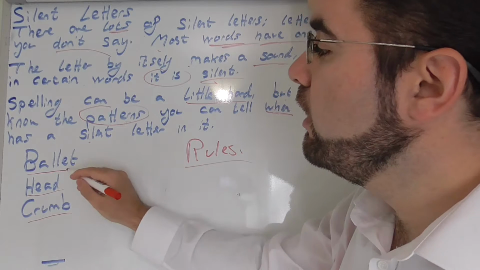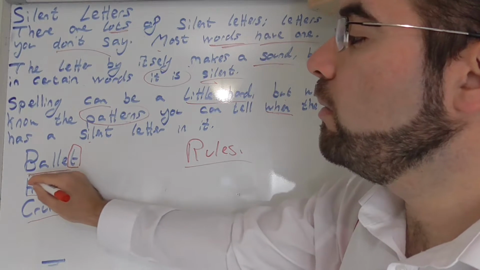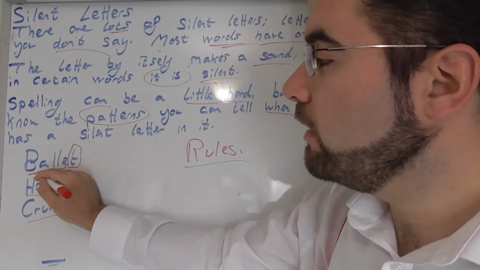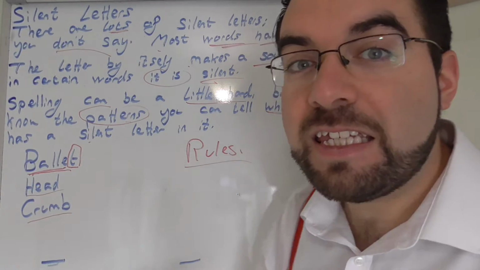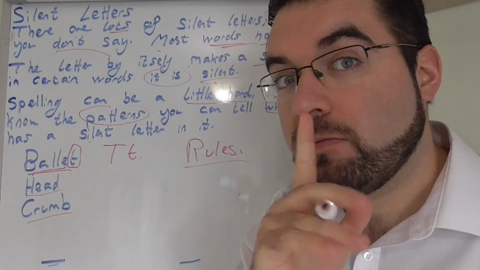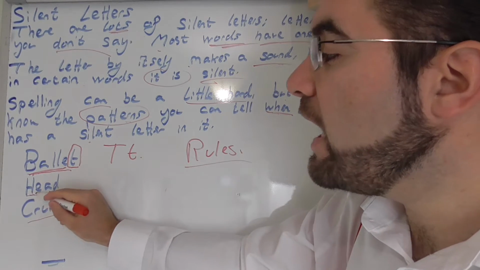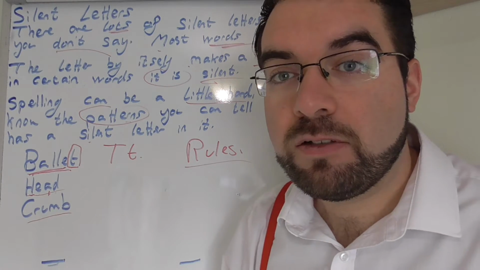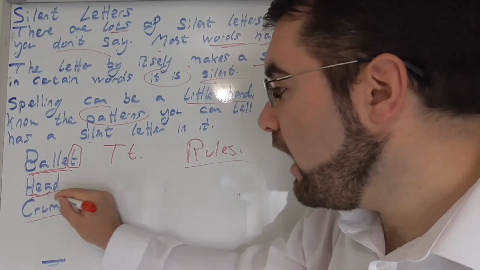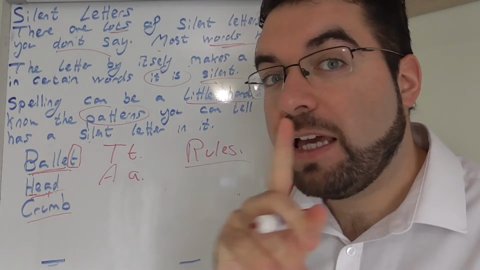Let's have a look. So it's ballet, the T. Ballet, not ballet. Shh. Silent T. And head, A. Head, H-E-D. Head. Not he-ad, it's head. A is silent.